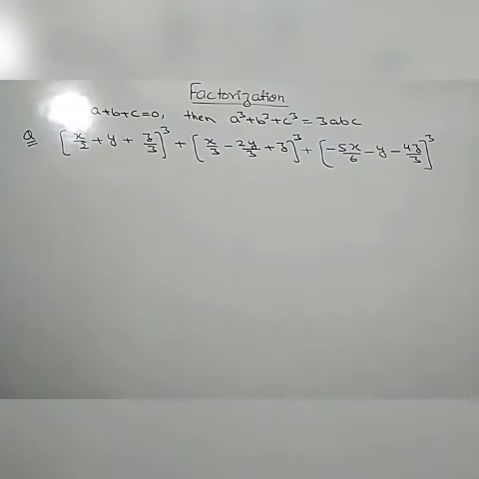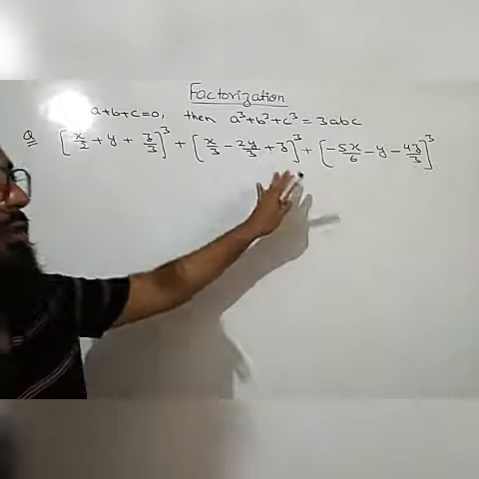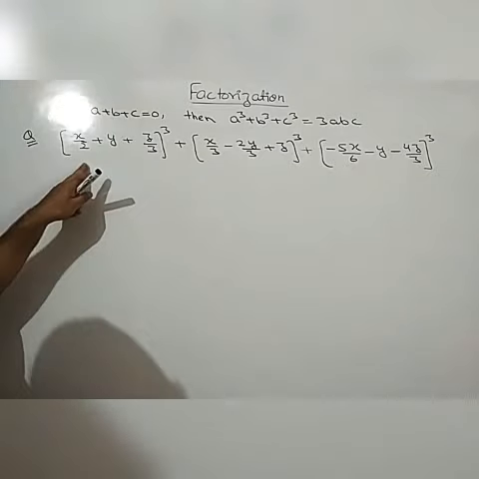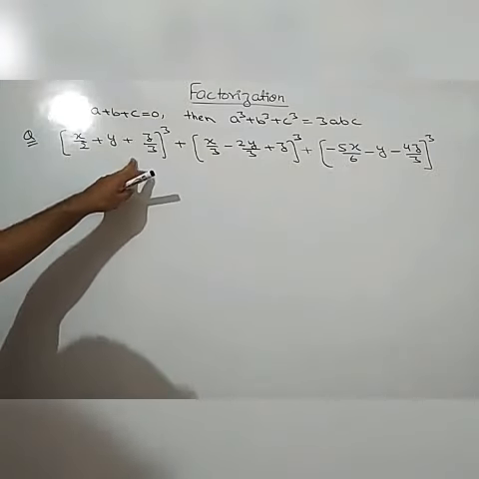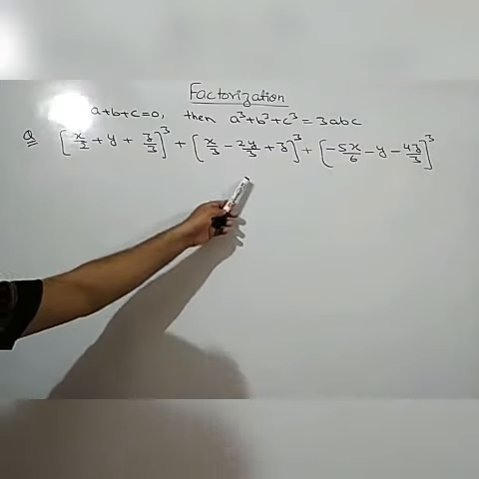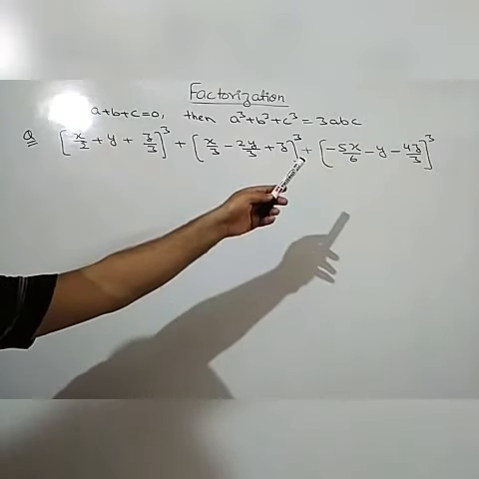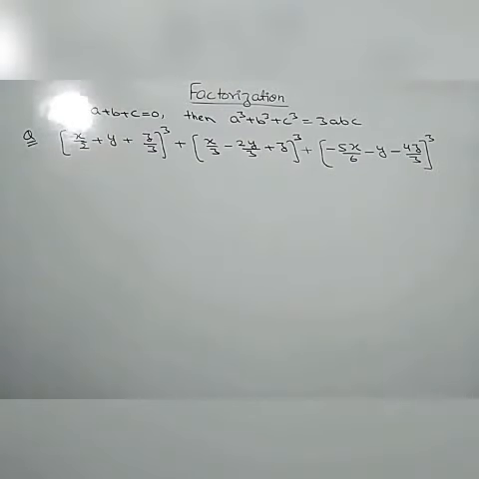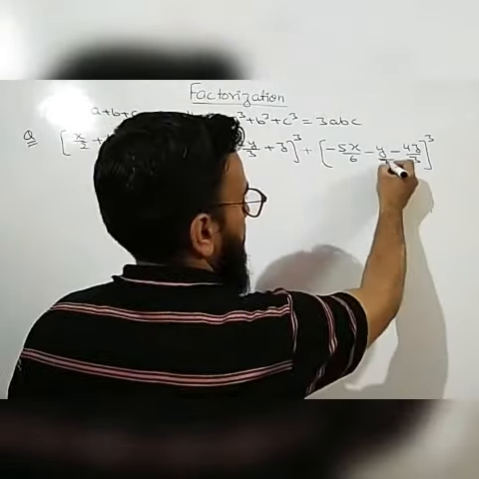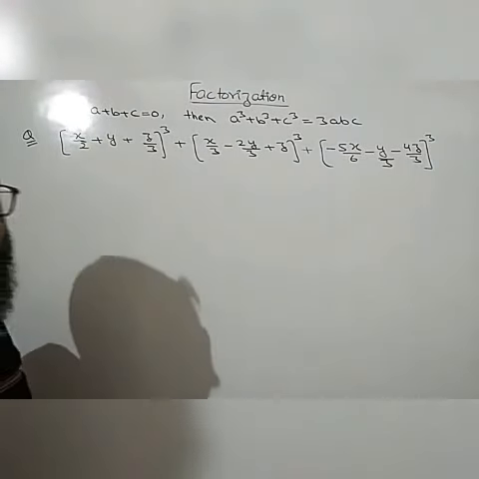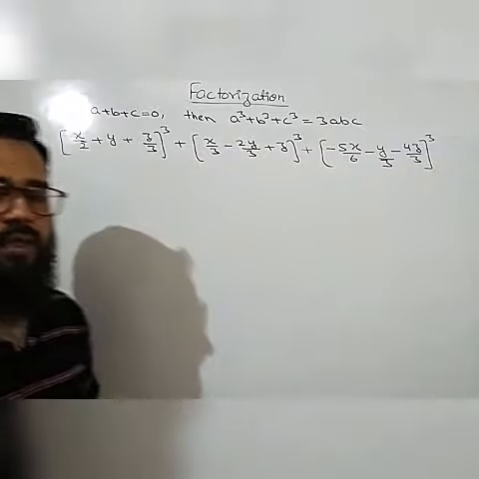Now you have to factorize this particular expression. Let us check the terms once again. (x upon 2 plus y plus z upon 3) whole cube plus (x upon 3 minus 2y upon 3 plus z) whole cube plus (minus 5x upon 6 minus y by 3 minus 4z upon 3) whole cube. Okay, so this is our question.